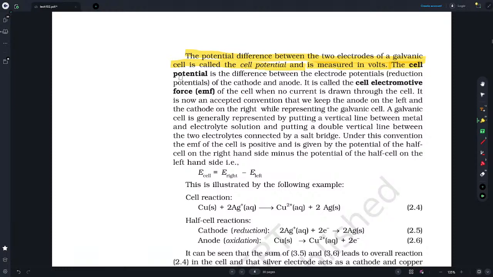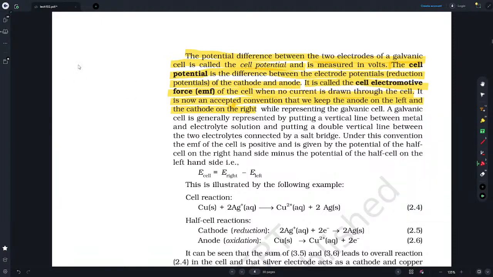The cell potential is the difference between electrode potential, reduction potentials of cathode and anode. It is called the cell electromotive force when there is no current passing through. It is now accepted convention that we keep the anode on the left and the cathode on the right.